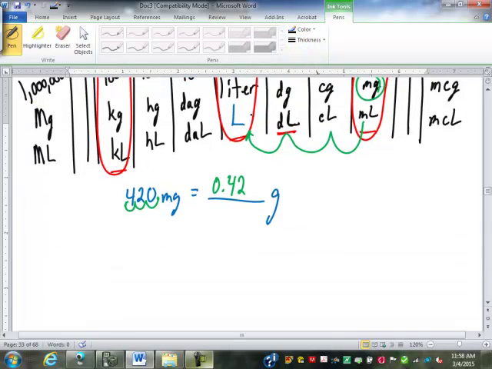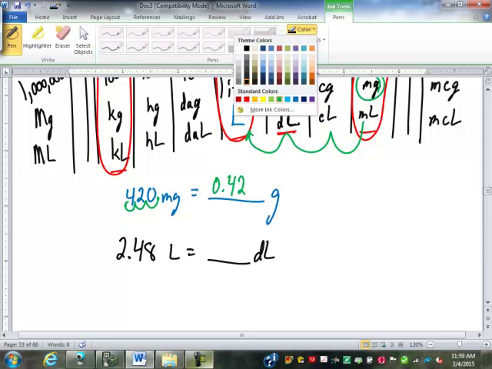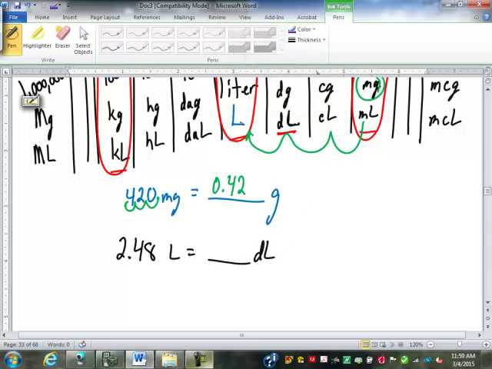Or I might have 2.48 liters, and I want to change that into deciliters. On my chart, going from liters to deciliters is 1 spot to the right. My decimal point has to move 1 spot to the right. That becomes 24.8 deciliters. I'm not going to spend a lot of time on that because I'm going to assume that all of you know how to do conversions within the metric system.